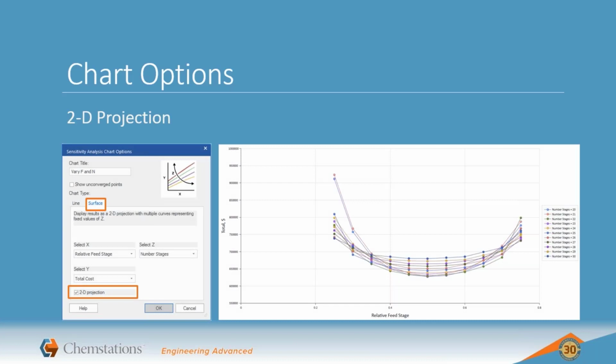When the 2D projection option is checked in Surface, the recorded variable is instead plotted in 2 dimensions to show the effect of changing the first independent variable for fixed values of the second independent variable. Before the implementation of the Surface in this version of CHEMCAD, this chart was the only chart type available for visualizing the results in CHEMCAD 7 and earlier when varying 2 independent variables.